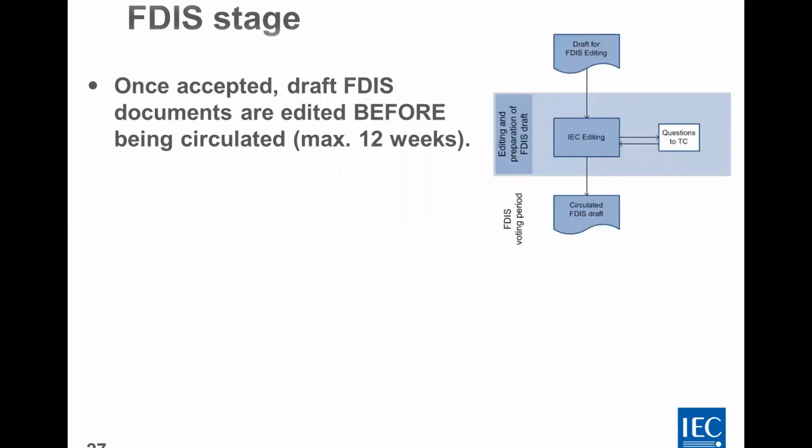So at the FDIS stage, contrary to the CDV, we will edit the document before it is circulated. The reason is that an FDIS is supposed to be the final draft and should resemble the final product as closely as possible. So we do the editing before it is circulated. We have a maximum of 12 weeks to do this, but in the majority of cases, it'll take us 6 weeks or less.